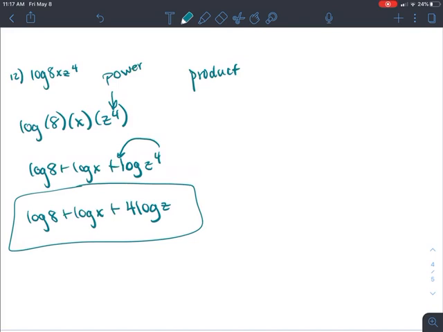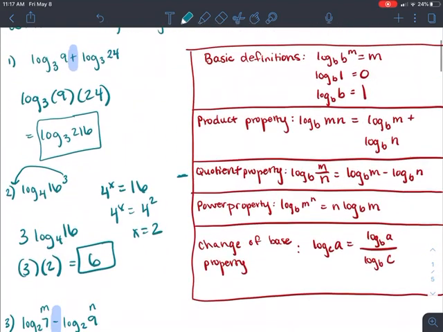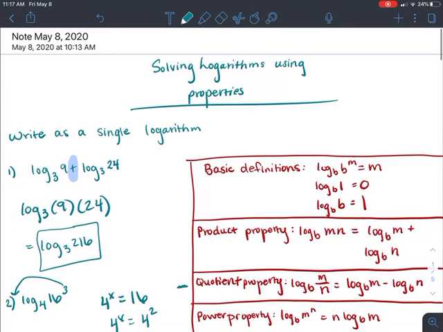So we just did a lot of working with the product property and the quotient property. And I know that the one that we didn't go over is the change of base property, so we'll go over that one in a different video. But I hope this gives you guys a little more insight and a better understanding of the properties of logarithms.